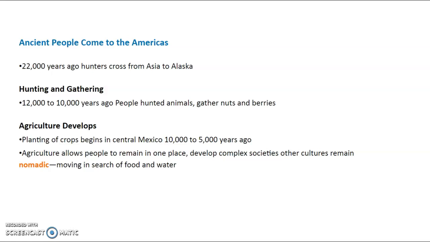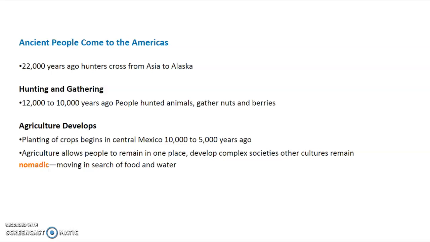Now what you're going to write is the ancient people come to the Americas. That's going to be the heading for that section. You're going to write these notes and I'm going to read them to you, okay? So it says 22,000 years ago, hunters crossed from Asia to Alaska. And that's really the answer of the question from before. The continent that they came from was Asia. All the arrows came from that place.